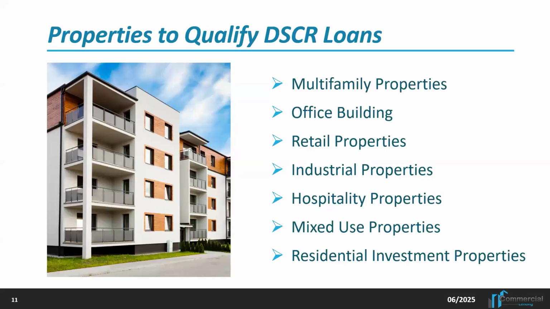Well, we have to know what kind of properties will qualify for DSCR loans. Here we can see the multifamily properties, office buildings, retail properties, industrial properties, hospitality properties, even mixed use, and residential investment properties. These are the kind of properties that can qualify for DSCR loans, depending on the income being generated by the properties.